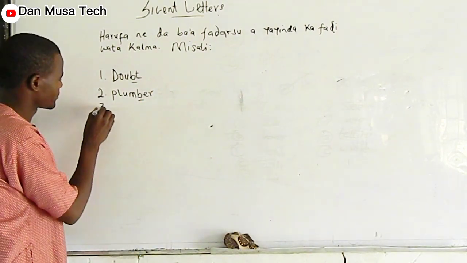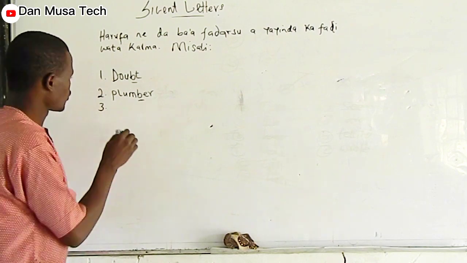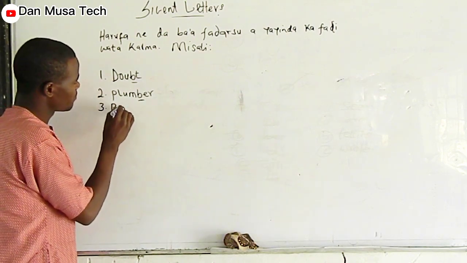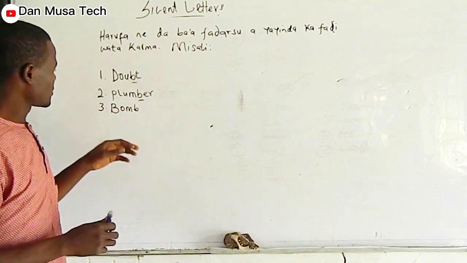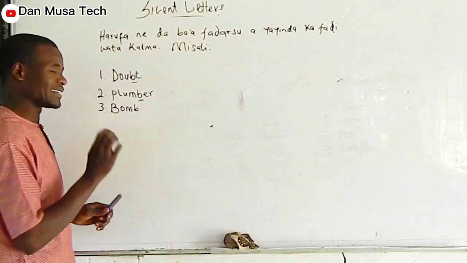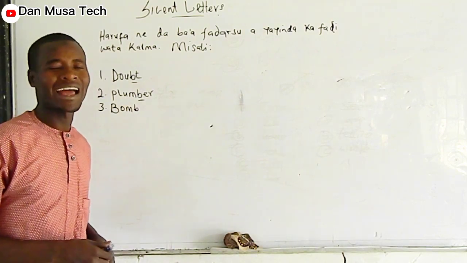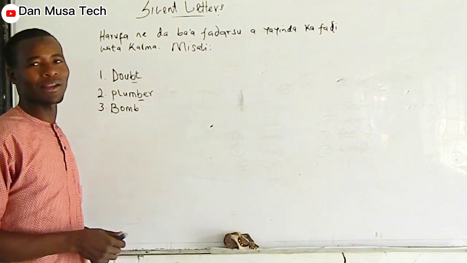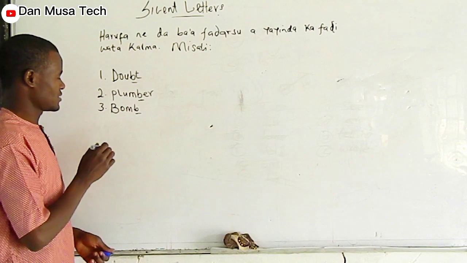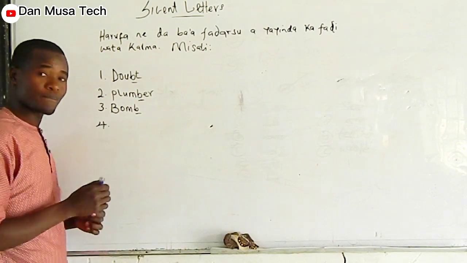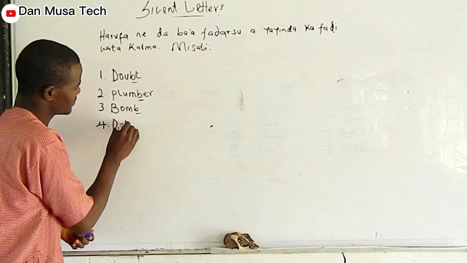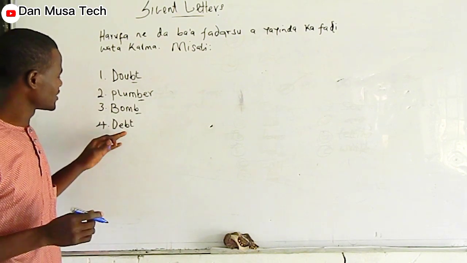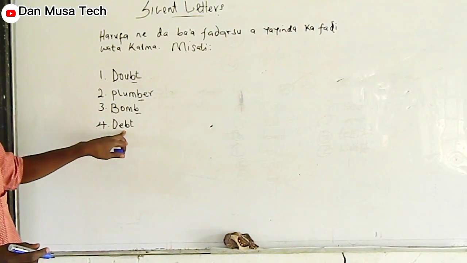Number 3, say bomb. We have bomb. Ai ba za mu furta ita ma B ɗin nan ba. Ba za ka ce bomb ba. So this B is silent. Say number 4, debt. We have debt, bashi kenan. You see this debt, ba za ka ce debt ba shi ma. Suna cewa det.